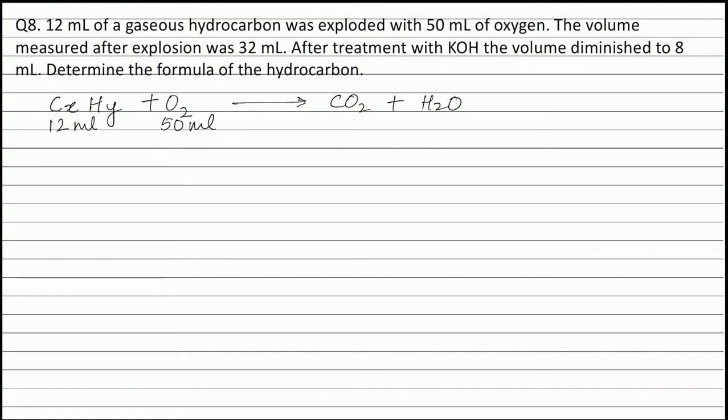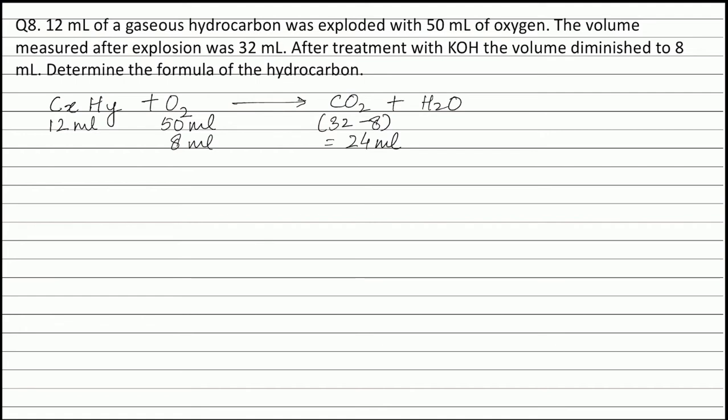As KOH absorbs only carbon dioxide, after treatment with KOH, the entire carbon dioxide is absorbed and only oxygen gas remains. So the oxygen gas remaining is 8 milliliter, and out of 32 milliliter, 8 milliliter is oxygen and the rest is carbon dioxide. Therefore, volume of carbon dioxide formed is 32 milliliter minus 8 milliliter, which is equal to 24 milliliter.